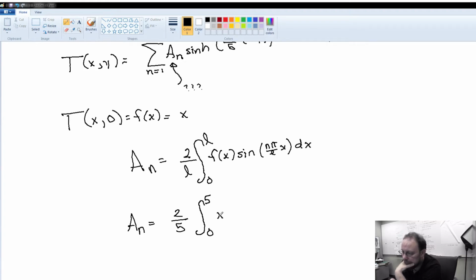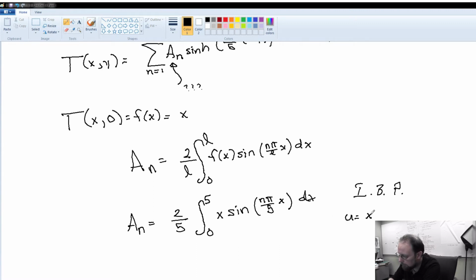And our function is x. And so there we go. And yeah, if it's a constant, then it's a lot easier because of the integral, but this is not bad, right? It's an integration by parts. Integration by parts, where u is our polynomial x, so the du is just dx.